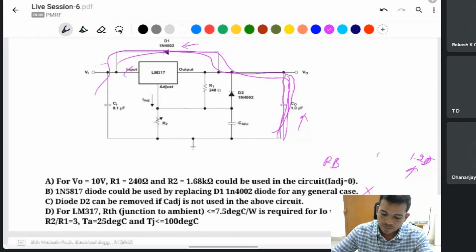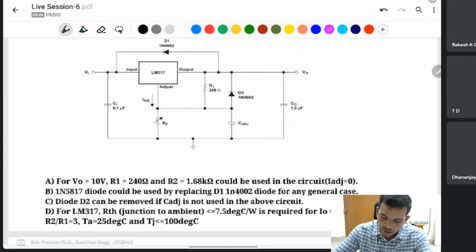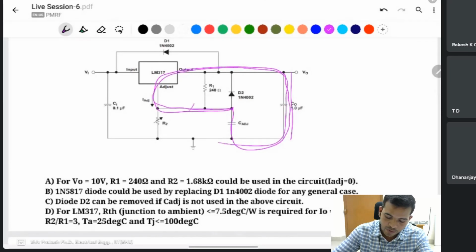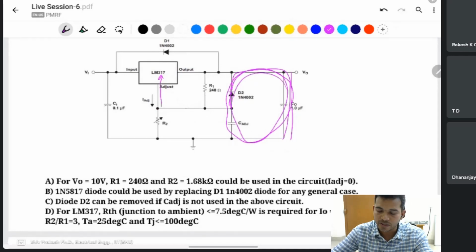Sir, can you explain one more time? If the diode D2 is present, then this capacitor will discharge through this one. If the output voltage is a short circuit, suppose, then it discharges like this, and the whole of the current passes through the IC. If a diode is present, then the whole of the current passes through the diode, and the IC will be safe.